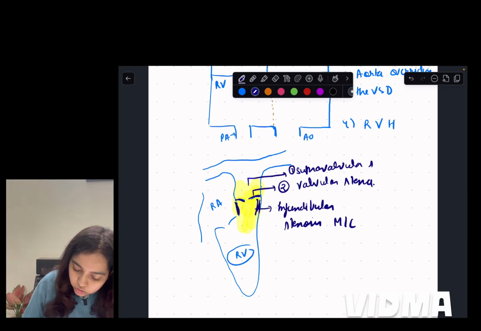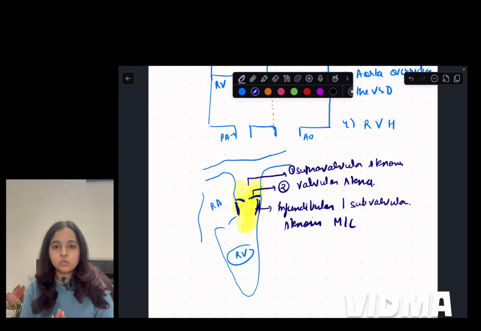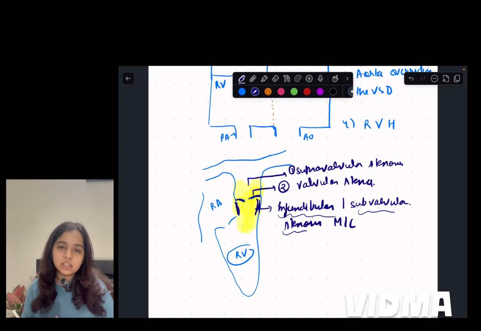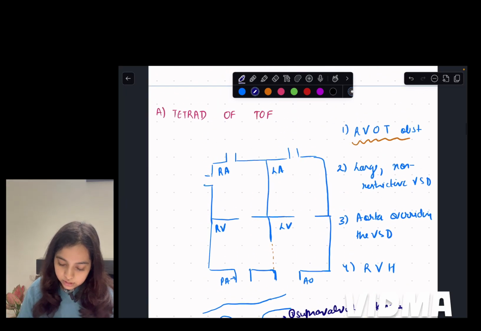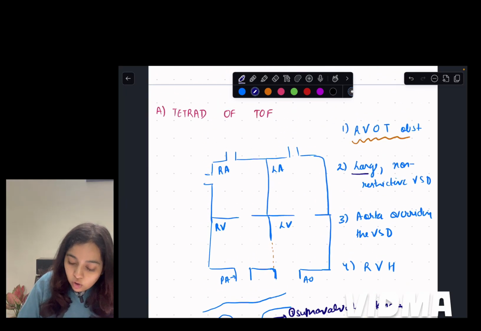Infundibular stenosis can also be called subvalvular stenosis. This is the most common site of obstruction to the right ventricular outflow tract, the tract formed at or near the exit of the right ventricle towards the pulmonary artery. The site of obstruction is important because it has implications for the treatment of the patient. Now, the second important point is the large non-restrictive VSD.